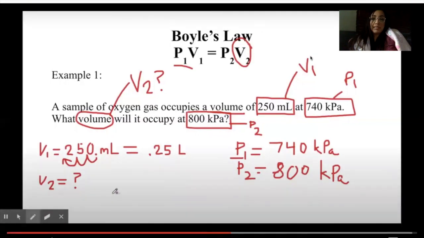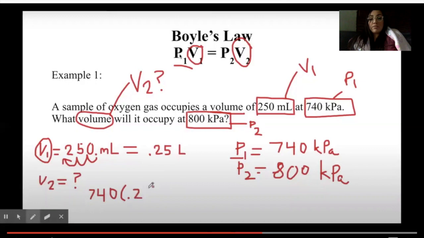I'm going to start plugging things in. So my P1 was 740 pascals. I'm going to go ahead and leave the units out because I've already converted everything and made sure. So there's no need for me to do all that extra writing. If I've already done my conversions, I can just keep writing my numbers. My V1 is going to be 0.25 liters.